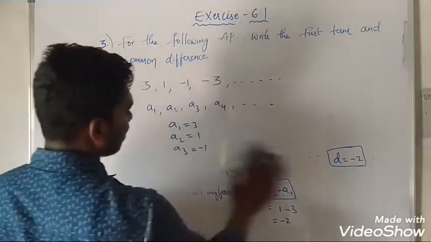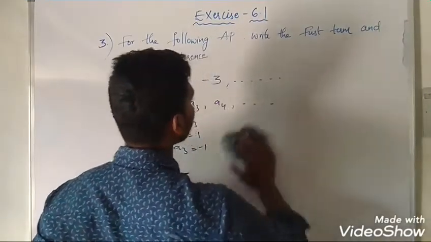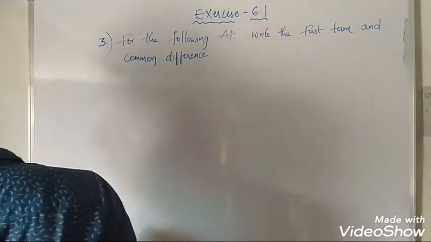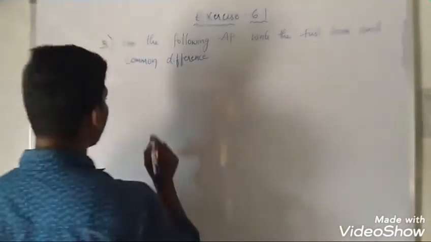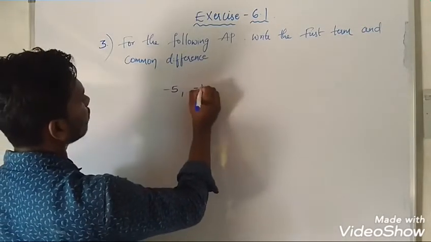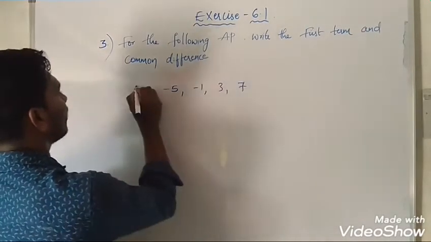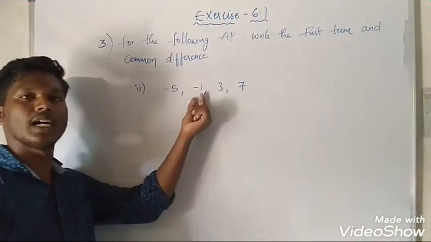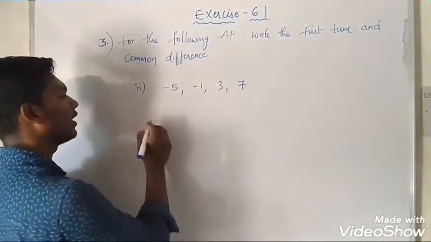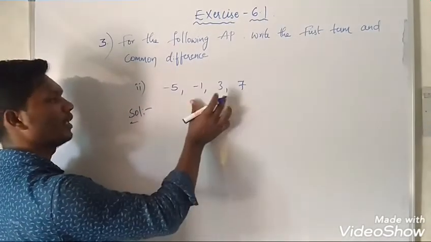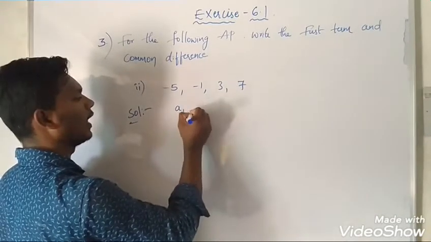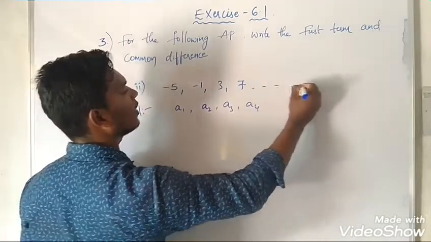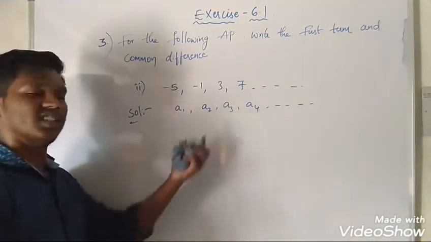Let me move on to question number 2. He has given the values for the first one: minus 5, minus 1, 3, 7. Okay, friends, this is the second question which he has given. Minus 5, minus 1, 3, 7. Compare with the given arithmetic progression A1, A2, A3, A4, and so on. This is our first step.